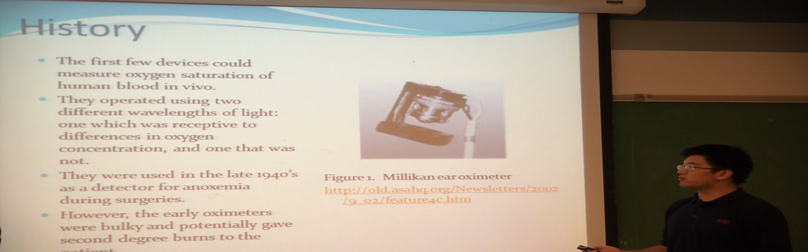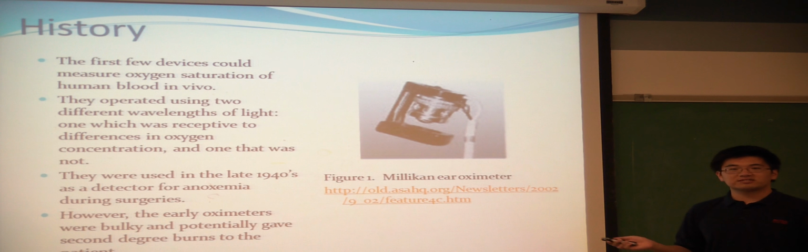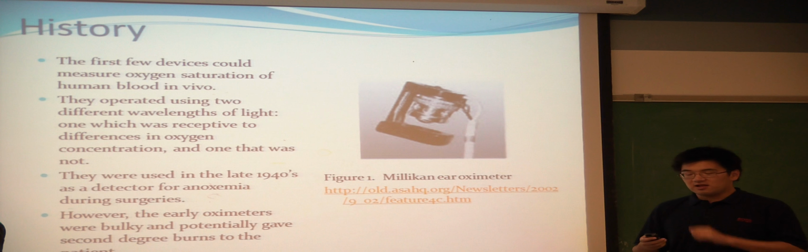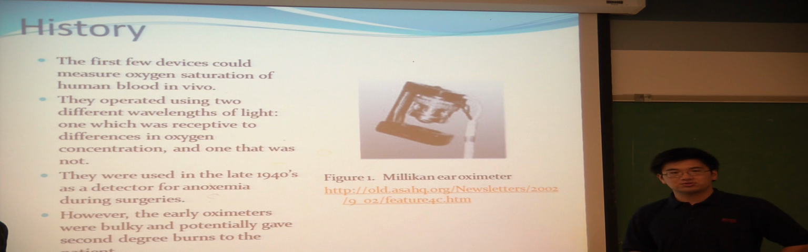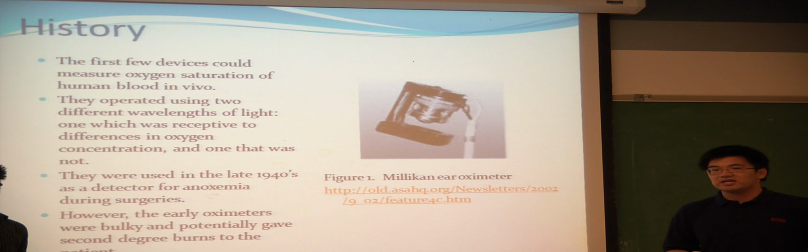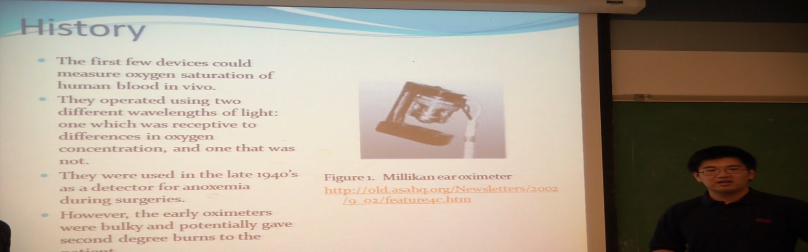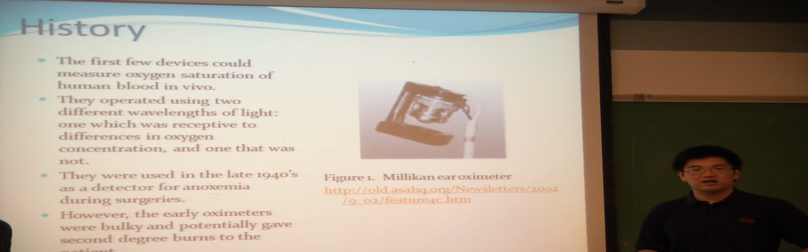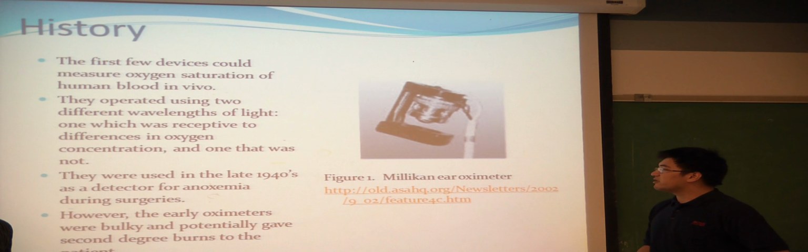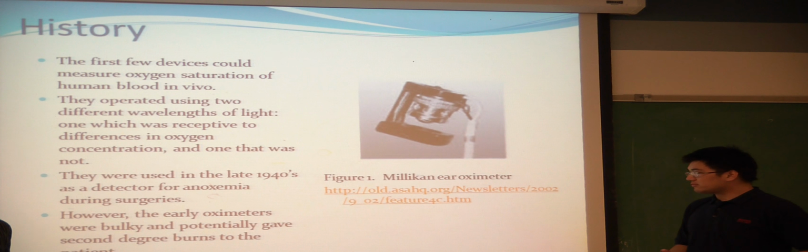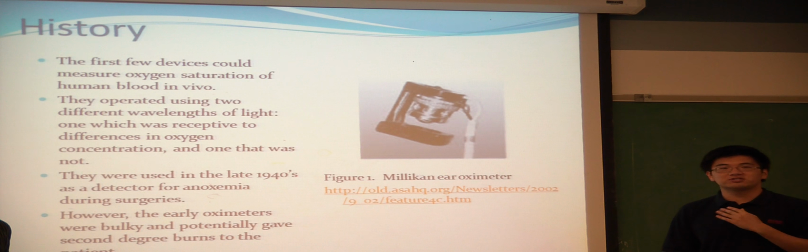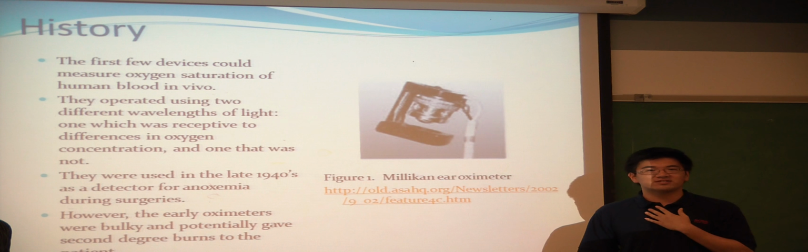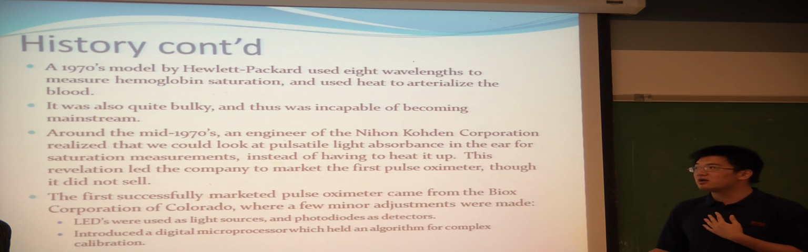These oximeters were useful, but they weren't exactly well marketed because they were bulky. They had the potential to burn their patient because they used heat to arterialize the blood, that is to enhance the amount of oxygen in it. And they were very hard to calibrate. You had to recalibrate it every single time you used it on new patients.